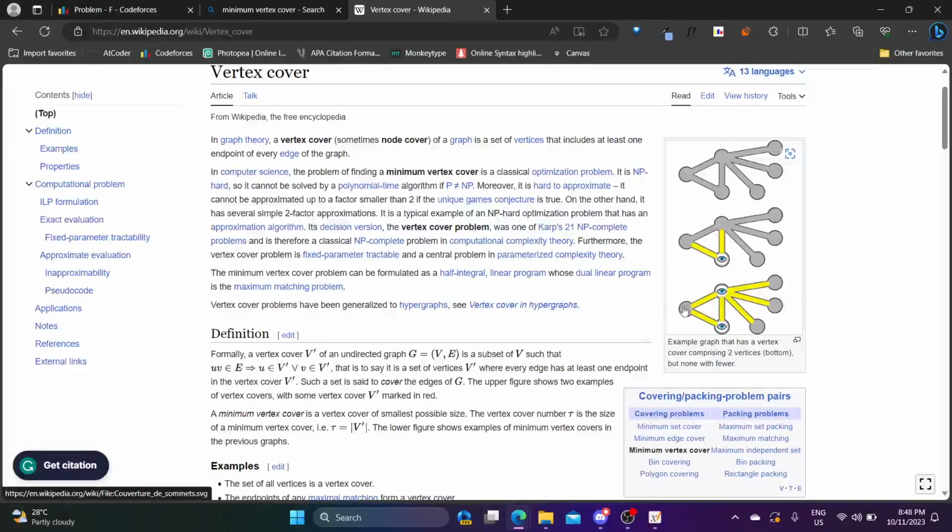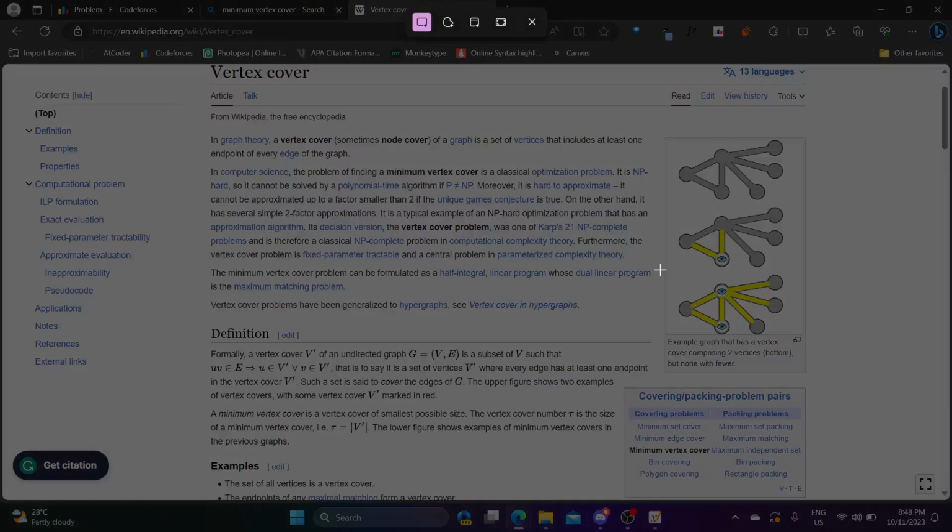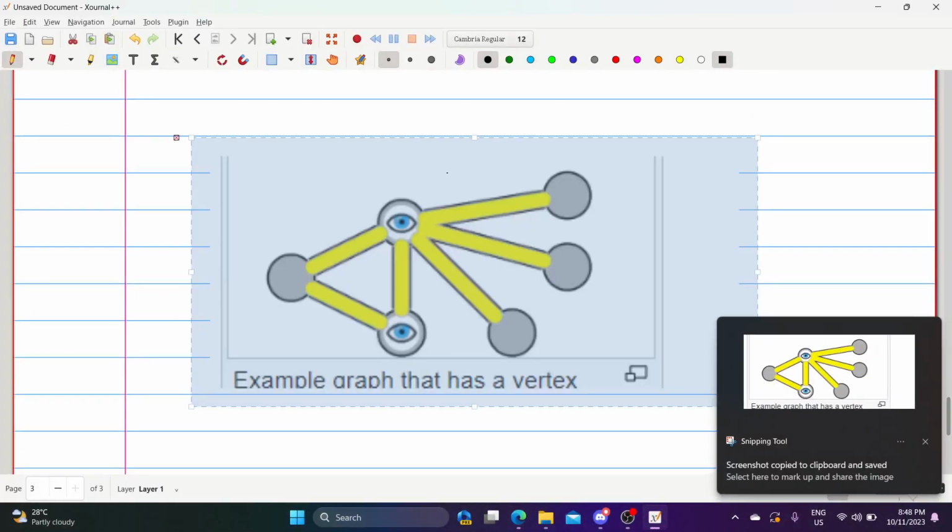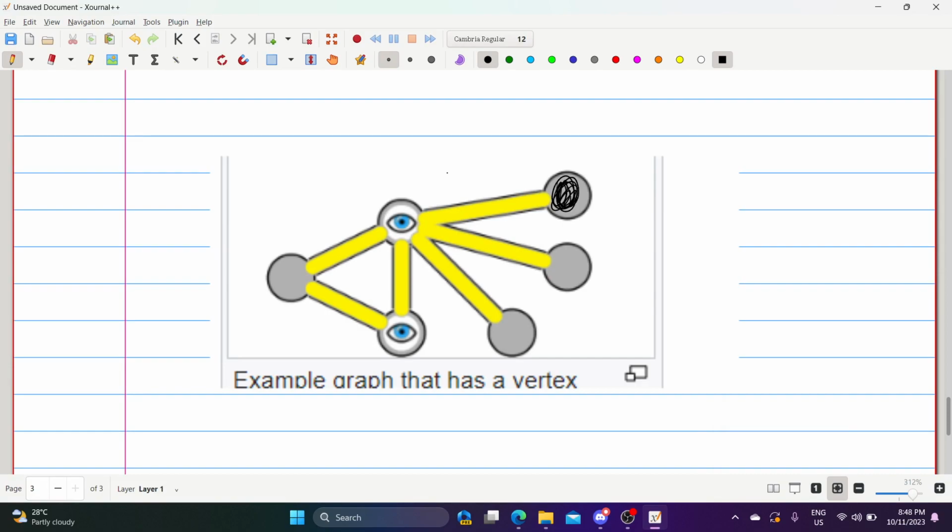But if you add another vertex here, for example, if you make the vertex cover even bigger and add this vertex also to be part of the vertex cover, then this won't be linear, because both this edge and this edge have both endpoints inside the vertex cover. So this is not a linear vertex cover.